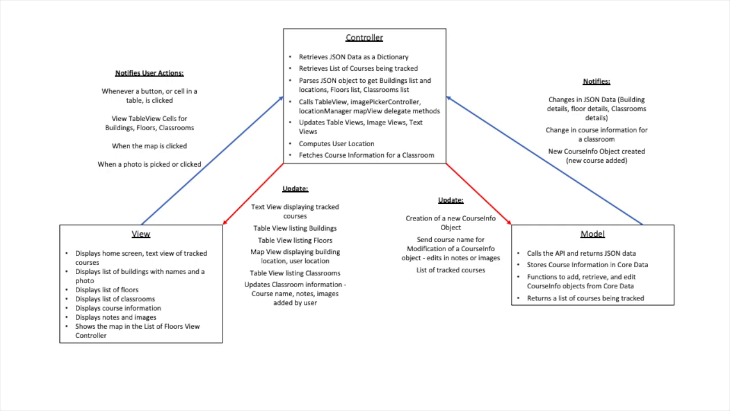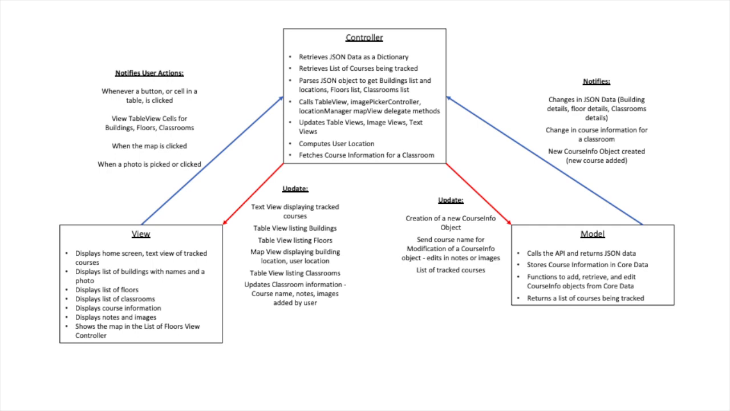The model for my project is split only between three classes. The buildings API call class is the part of the model that calls the remote web service and returns the JSON data. The other classes in the model deal directly with core data, storing, retrieving, updating, and analyzing the information stored in the entities. It also returns a list of courses that are being tracked. The model notifies the controller if there are any changes in the JSON data with respect to the buildings, floors, or classrooms, and also if a new course has been added.